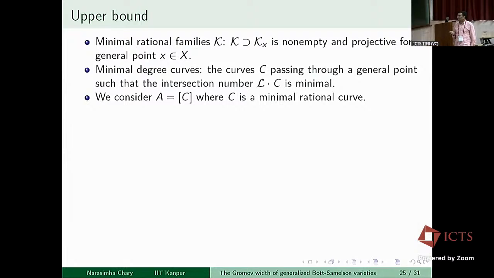We take this minimal rational curve, and there is a result which says that if you take an intersection, you take all minimal rational curves through it, and that curve is going to be of minimal degree. That is why.